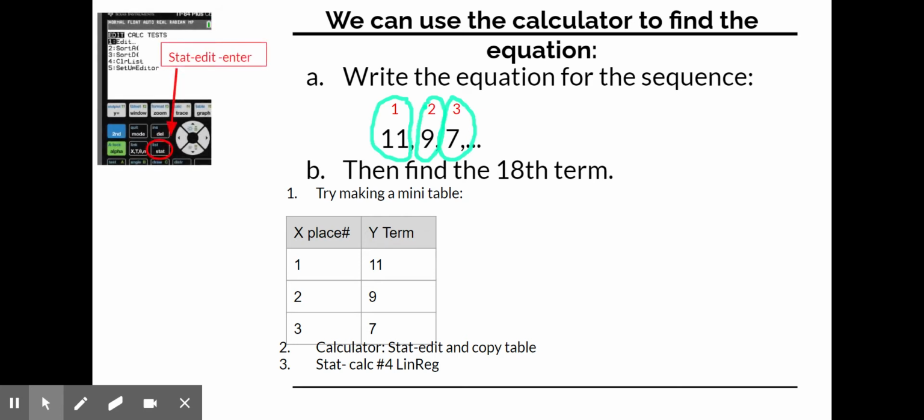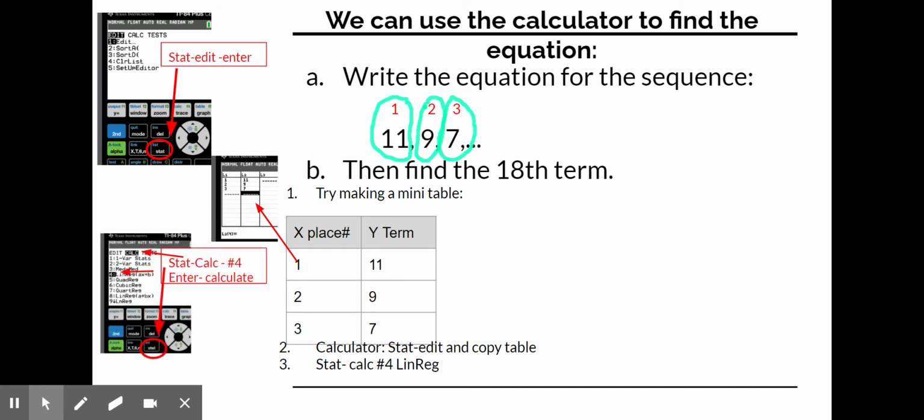So let's get that calculator out and go right to the Stat button. And if you hit Enter, for Edit, you're going to get lists that you can write your numbers in. So X, which is the place number, the 1, 2, and 3, is going to go in list 1, and Y, which is the term numbers that you've been given, is going to be 11, 9, and 7. Once you have that, you can go to your Stat again, and then scroll to the right to Calc, and then scroll down to number 4, which is the linear regression, or the part of the calculator that's going to give you the y equals mx plus b.